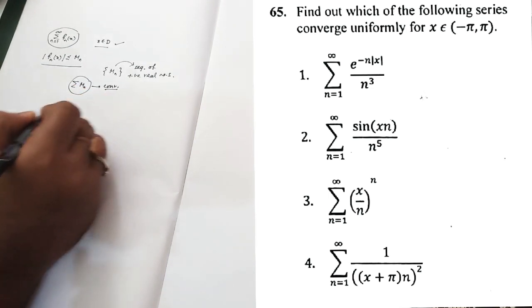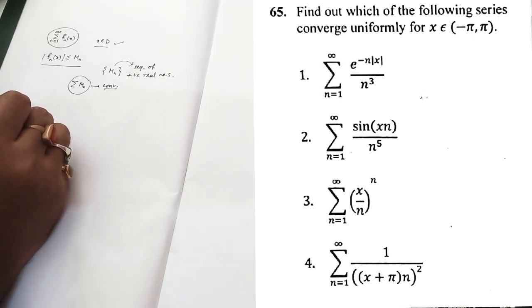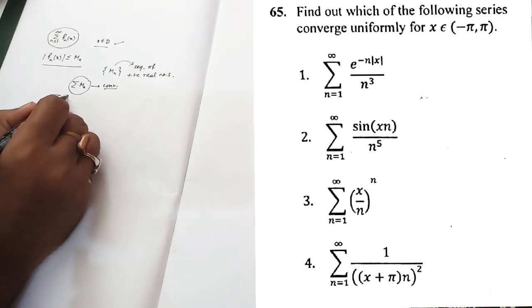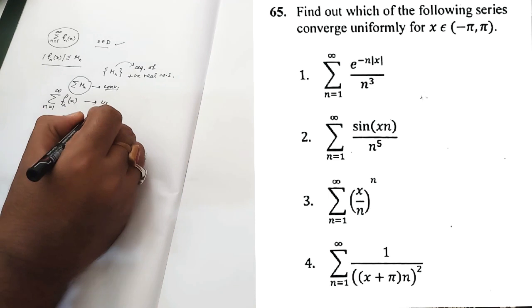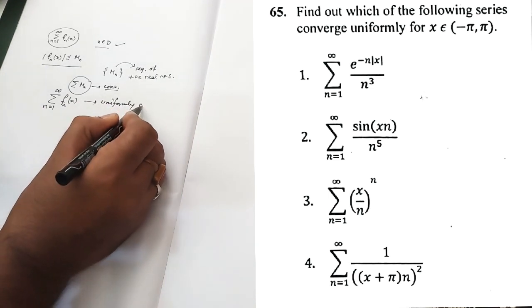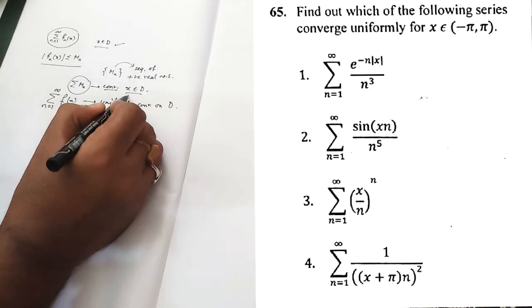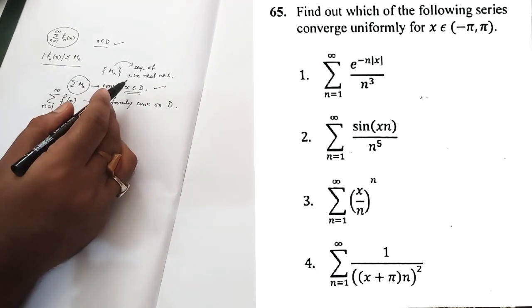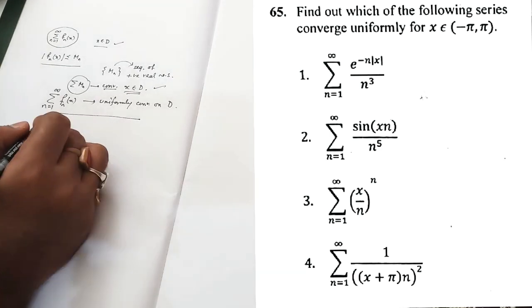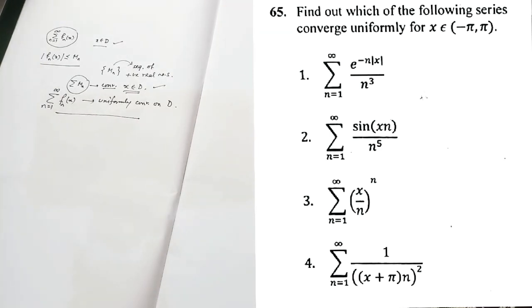And if the series of M_n converges, then the Weierstrass test says that your series is going to be uniformly convergent on D. That is the basic idea of the Weierstrass M test for series of functions. We are going to use this result or theorem to solve this problem.